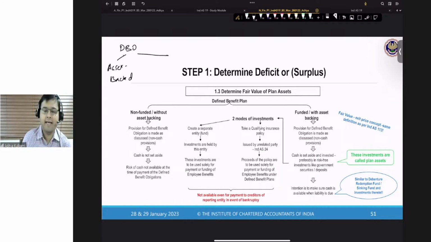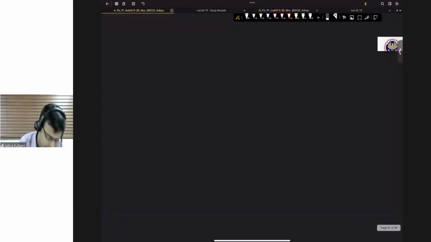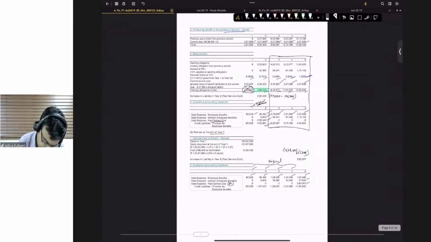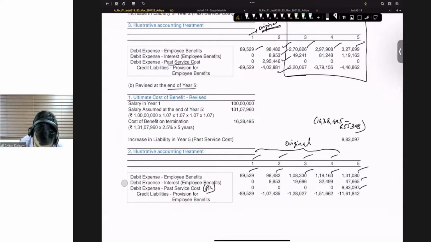It is backed by assets. Or the other one is non-asset backed. Non-asset backed means you just go on recording the obligation. Look at the entries which we had passed. Expense account debit in all the cases, credit the liabilities. Is there any cash flow recorded here? No. It is a mere entry that is recorded for accruing the liability.